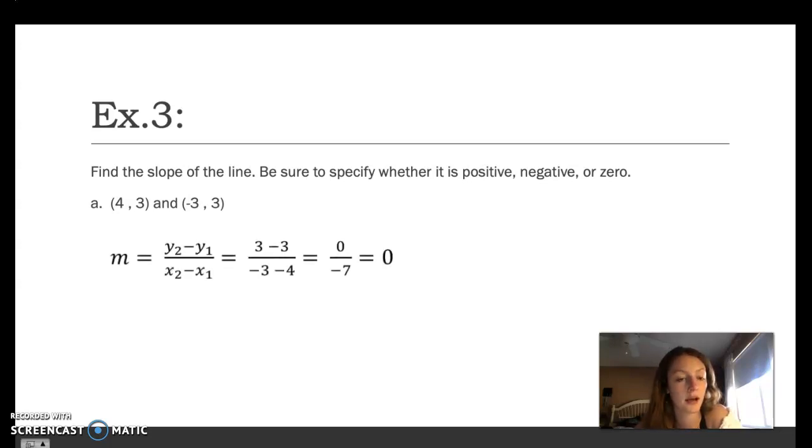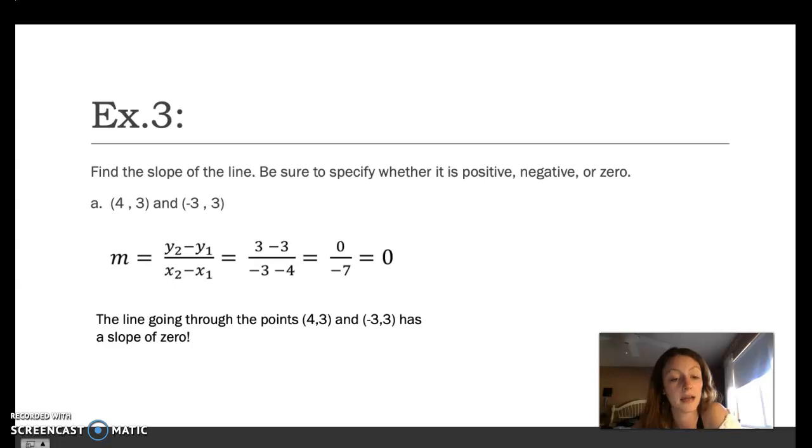Here's my solution. I plugged in y2 minus y1, which in this case happens to be 3 minus 3. That gives me 0. So I have 0 in my numerator. When I have 0 in the numerator, it does not matter what I get in the denominator, because my fraction is going to be equivalent to 0. So I did get -7, but the overall value of my fraction is 0. Meaning the line going through these 2 points has a slope of 0. Now, if you got this answer and you weren't sure whether it was right or wrong, here's a way that you could have checked.